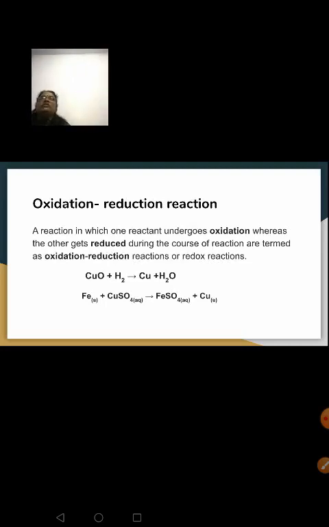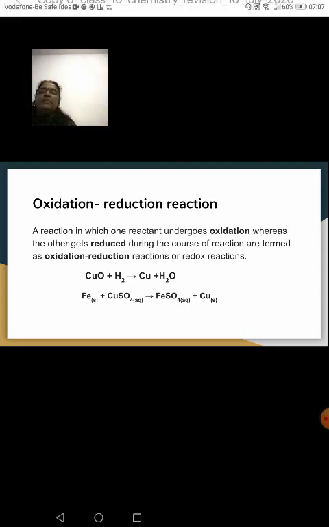Now we will see oxidation and reduction reactions. If in a reaction gaining of oxygen and loss of hydrogen happens simultaneously with loss of oxygen and gaining of hydrogen, you call it an oxidation reduction reaction. When oxidation and reduction take place together, you call it an oxidation reduction reaction or redox reaction. A reaction in which one reactant undergoes oxidation whereas the other gets reduced during the course of the reaction is termed an oxidation reduction reaction or redox reaction.